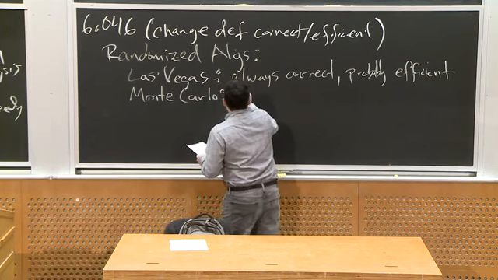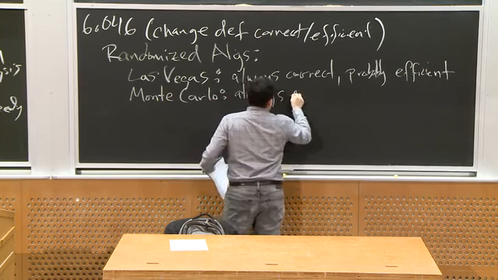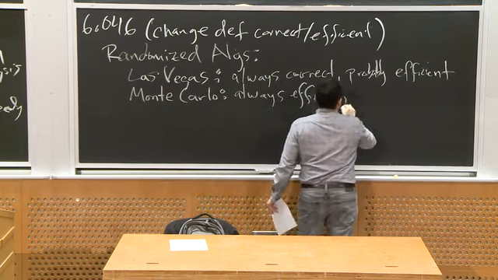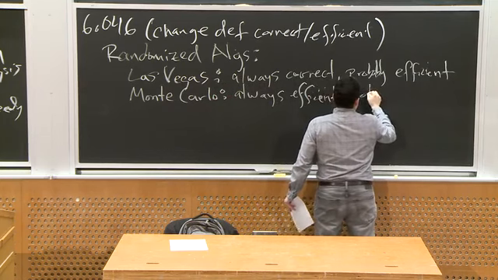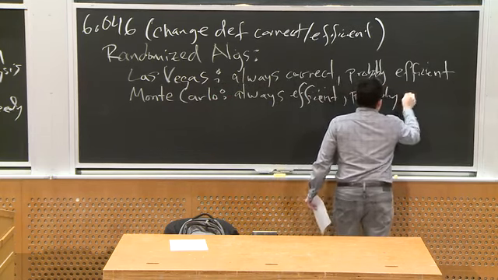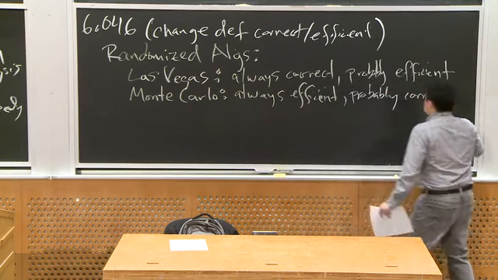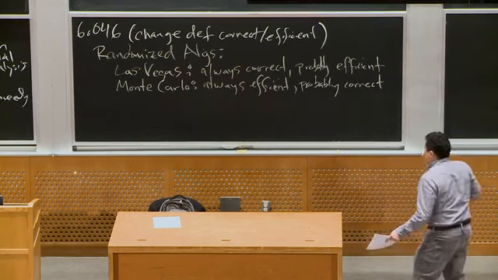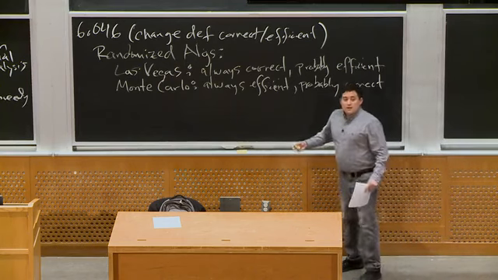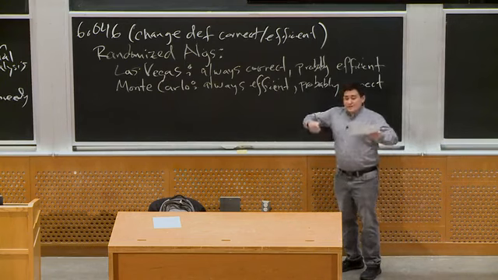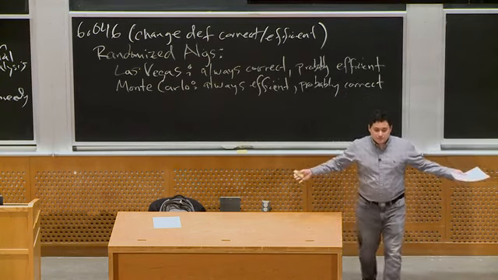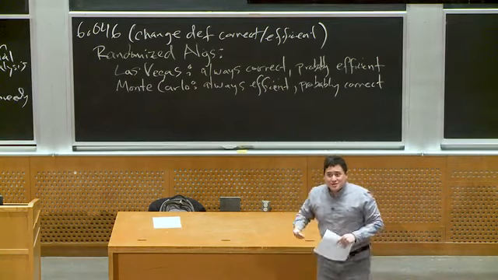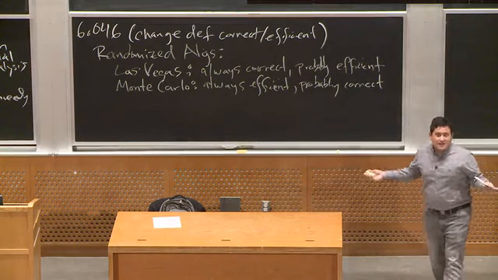Okay? And this is in contrast to a Monte Carlo algorithm, which is always efficient for some definition of efficient, but only probably correct. I could define a hash table that has Monte Carlo semantics instead. Say, for example, it's exactly the same as a hash table, except instead of storing all the things that collide in a place, I just store the first two, say.